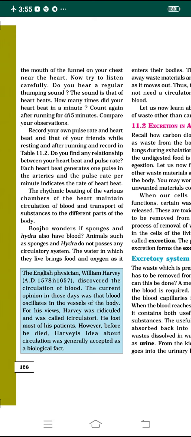The rhythmic beating of the various chambers of the heart maintains the circulation of blood and the transport of substances to the different parts of the body. This is how the heartbeat and pulse rate are related.